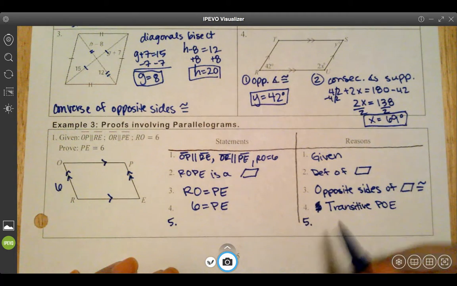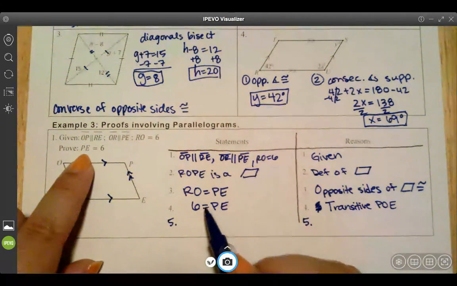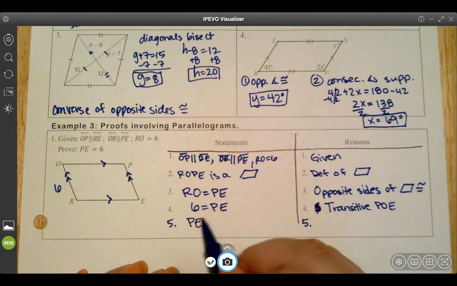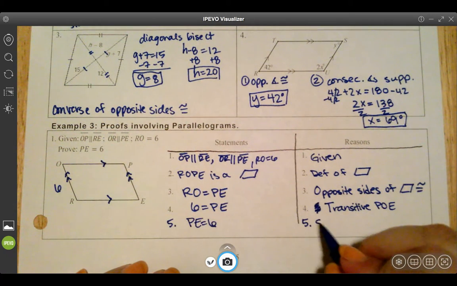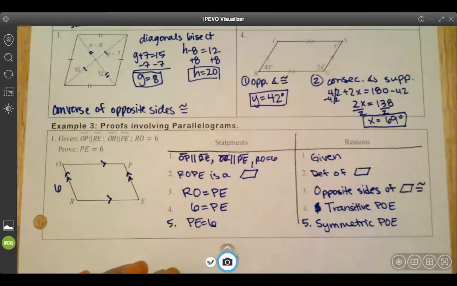You wouldn't need it if you had put your equation the other way, if you did PE equals RO. But because we have PE first, we need to flip this equation to PE equals 6. And that is symmetric property of equality. Now, normally I do this proof without that step. However, I'm noticing a lot of us want to use the symmetric property of equality for other things. So I'm going to try to include it more in our proofs so that we can get used to seeing what it does. Okay, let's look at a few more examples.